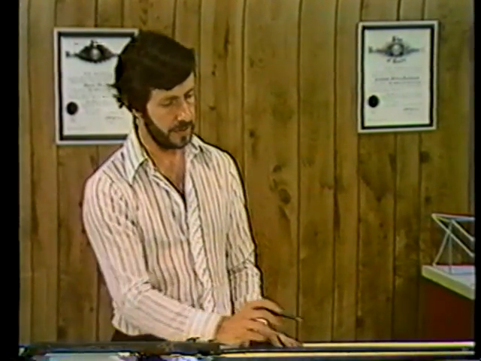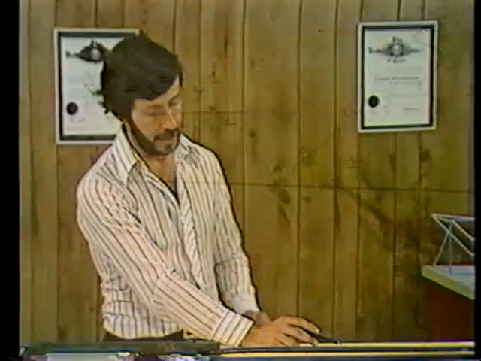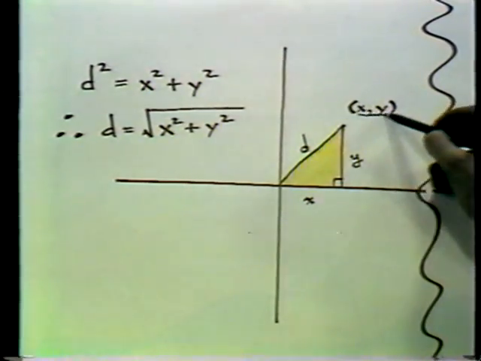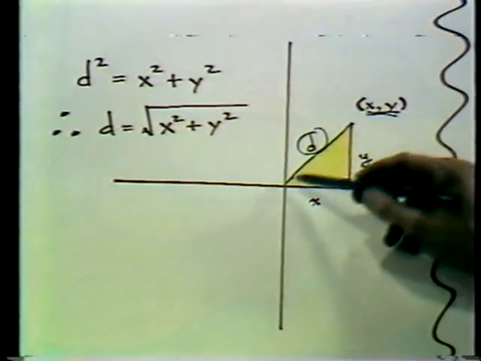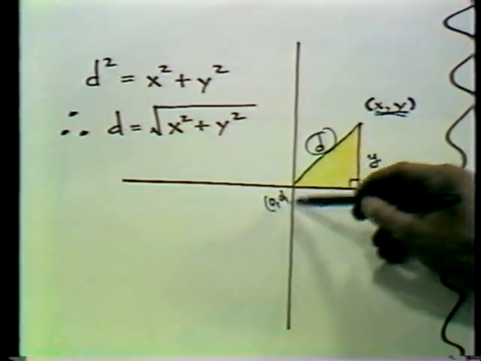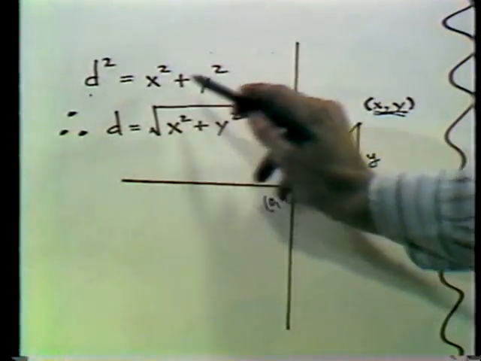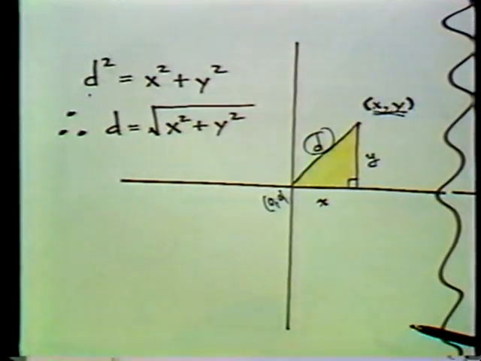Well, I'm going to just quickly run through a few other things about coordinates, and then I'll explain why we get into higher dimensions. If you take a look at the distance formula for 2 dimensions, you have a point x, y, and you would like a formula for the distance from the starting point, the origin, to this point x, y. The Pythagorean theorem tells me that d squared is x squared plus y squared. That means the distance is the square root of x squared plus y squared.